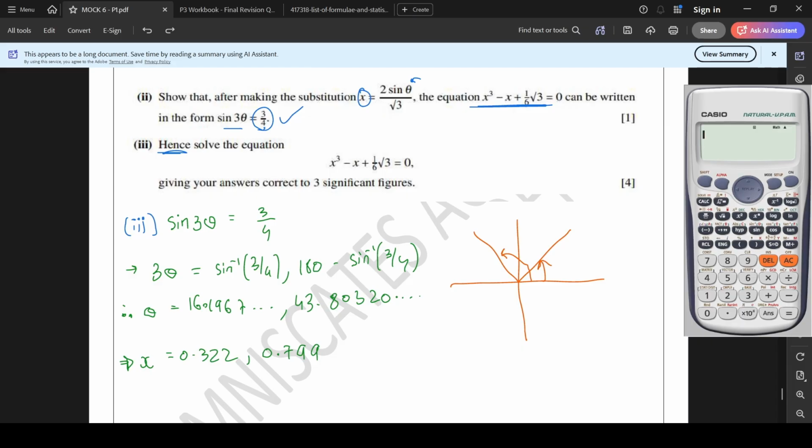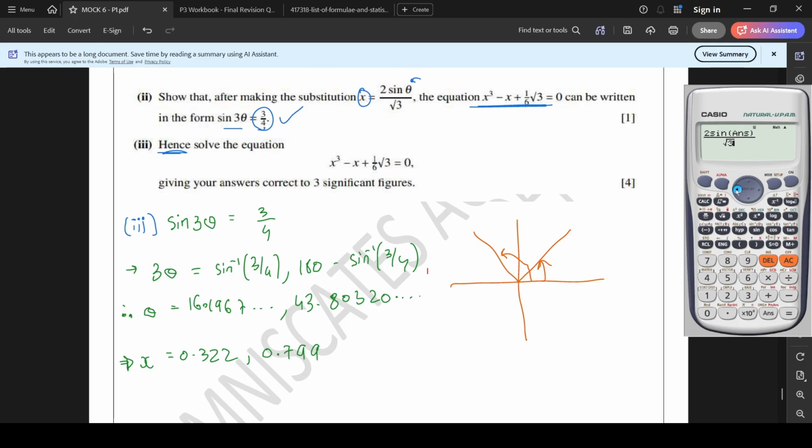Let's say I'm going to find my third angle over here, which is going to become 360 plus sine inverse of 3 by 4. And if I do this, I'm getting this answer. If I divide this by 3, I'm getting 136.1. Now I'm going to plug this into this equation: 2 sine of answer divided by root 3. And you are seeing that I'm getting 0.799.